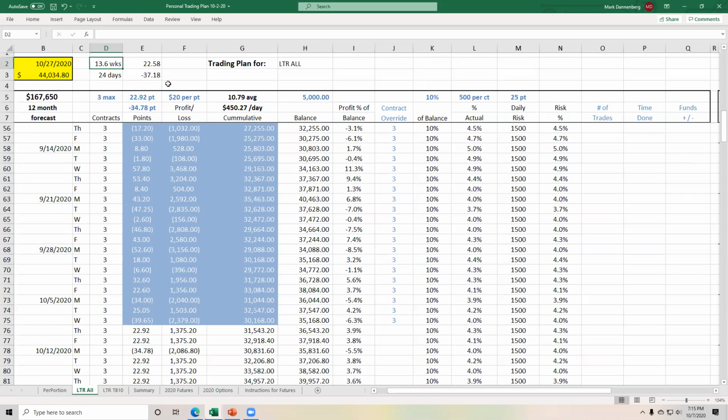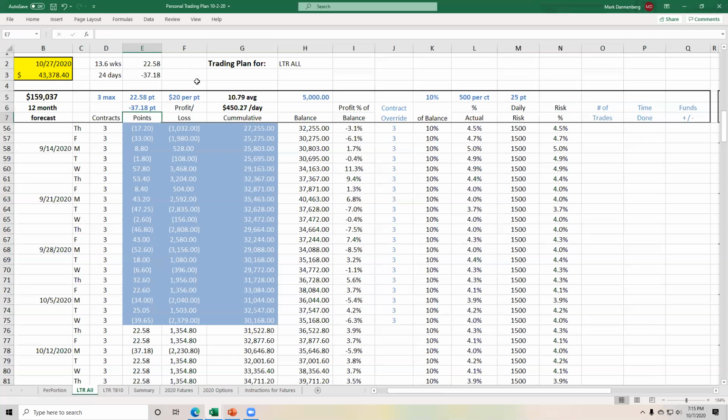We're through 13.6 weeks. We've had 24 losing days in 13.6 weeks. That rate of loss relative to the number of weeks is factored into our average run rate. The average run rate is 22.58 for winning days and 37.18 for losing days. So we're going to put those numbers in here, 22.58 and minus 37.18.